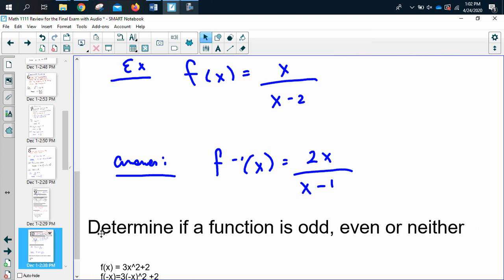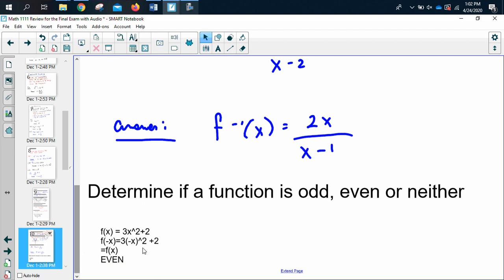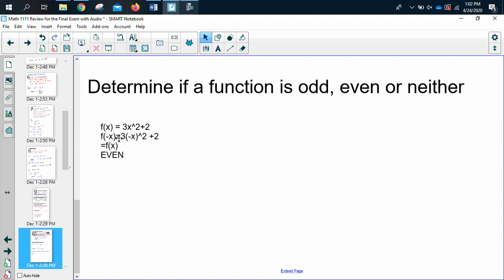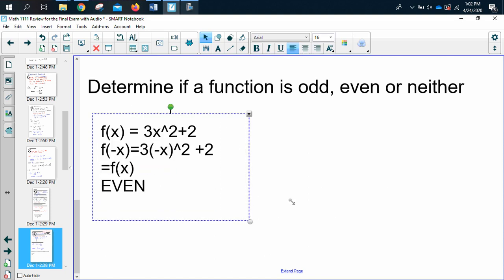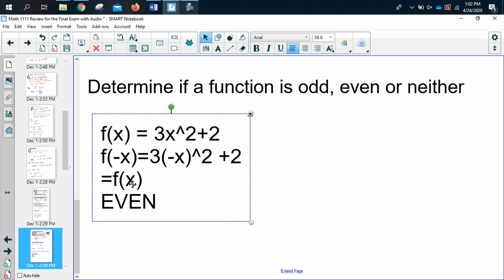Determine if a function is odd, even, or neither. So remember we put a negative x into f of x. If we get back the same thing, that means even. If we get back the opposite, that means odd.